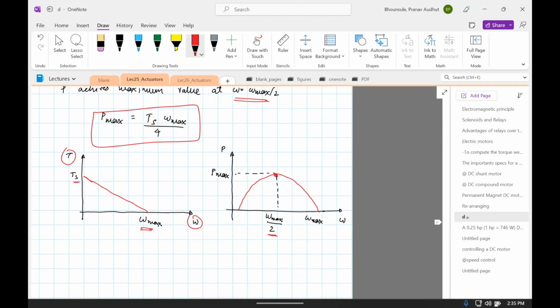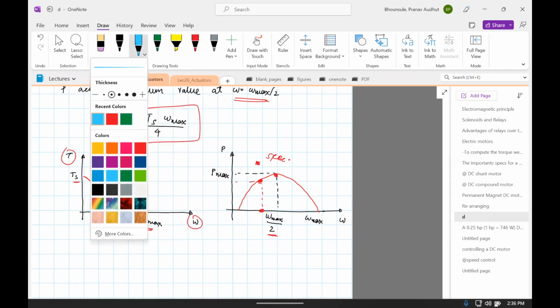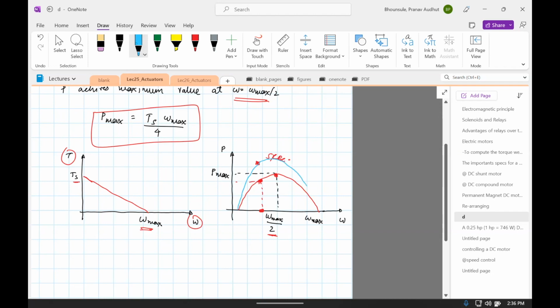If you are shopping for a motor and you want a certain power, you can look at this curve to figure out if it will meet your specs or not. Normally, you would want a certain power at a certain speed. So if your spec falls right here, outside the curve, then you know that this motor will not fulfill those needs. And then you might have to shop for another motor, which probably does something like this. You'll shop for that motor. So that gives you a good idea. But all these things are possible from just two numbers: Ts, the stall torque, and omega max, the maximum speed or the no load speed.